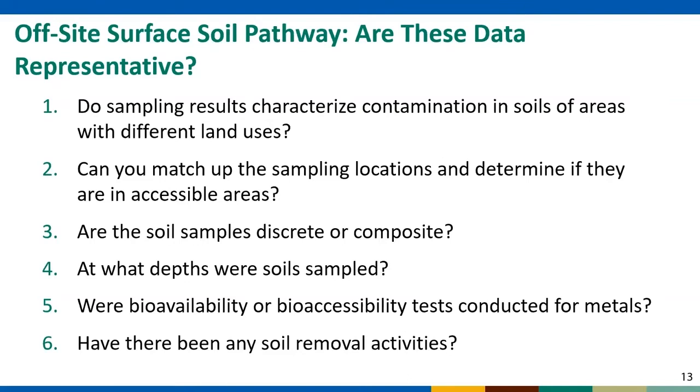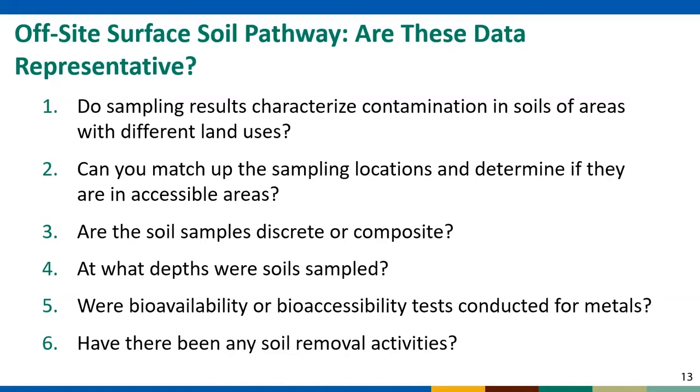ATSDR has 2 guidance documents explaining how to handle discrete and composite samples. These guidance documents are named ATSDR's Discrete Sampling Guidance and ATSDR's Non-Discrete Sampling Guidance. You can find these documents on the FAGM resource page, which can be accessed through atsdr.cdc.gov.